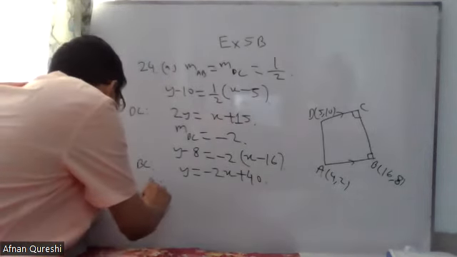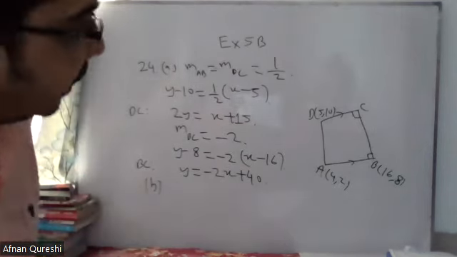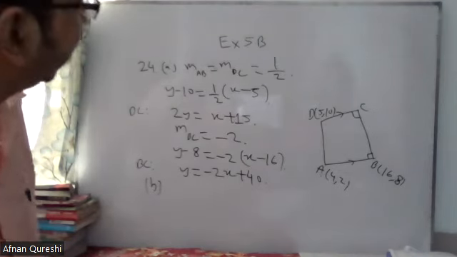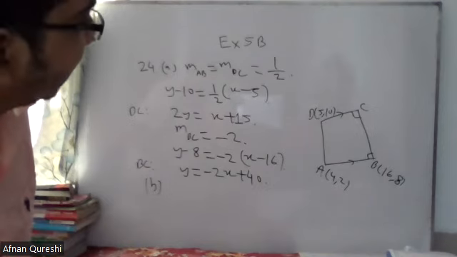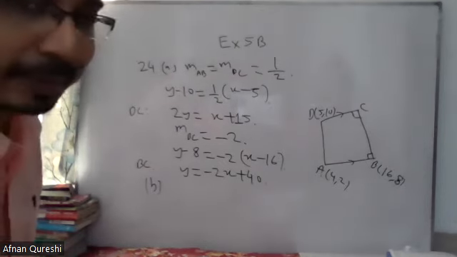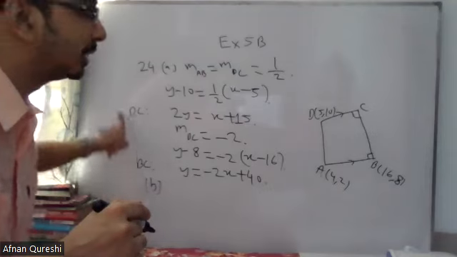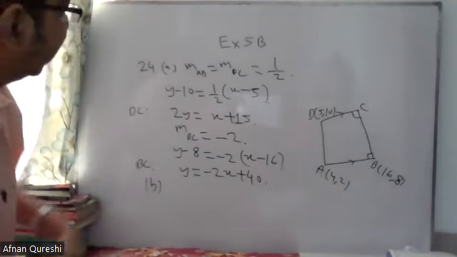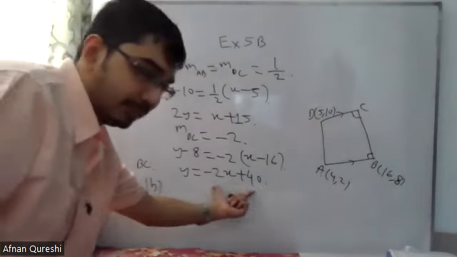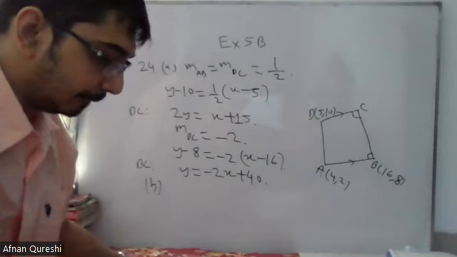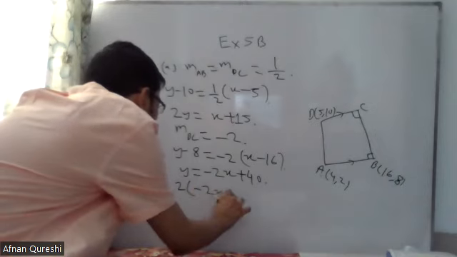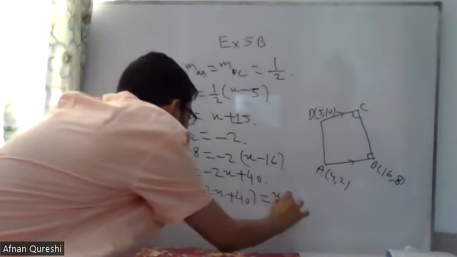In part B, they're asking to find the coordinates of point C. So C is the point where the lines DC and BC intersect. So you have to solve simultaneously the equation of DC and the equation of BC. That will give you the point of intersection of these two lines, which is C. I can substitute y is equal to minus 2x plus 40 over here, so instead of y, I write minus 2x plus 40 is equal to x plus 15.